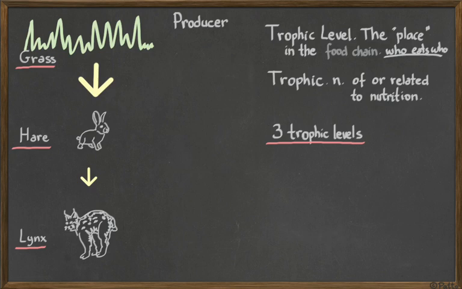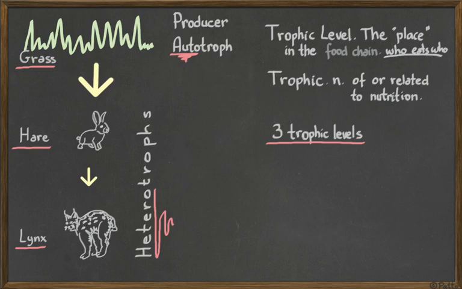This trophic level is also known as autotroph. Auto, because this trophic level gets energy by itself. Not by itself, it gets it from the sun, but it doesn't depend on another trophic level. That's why I call it autotroph. If this one is the autotroph, the other trophic levels above the producers are going to be the heterotrophs, because they depend on energy that comes from another trophic level.